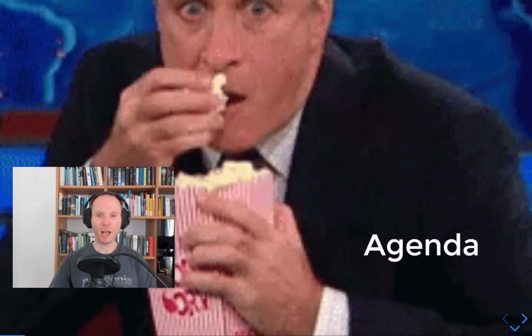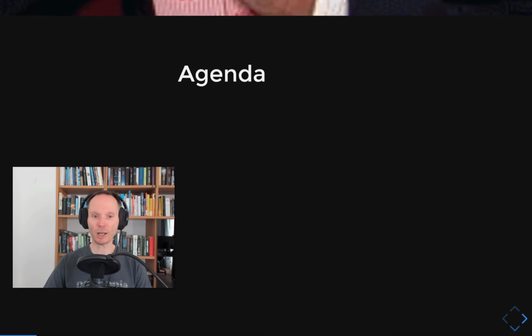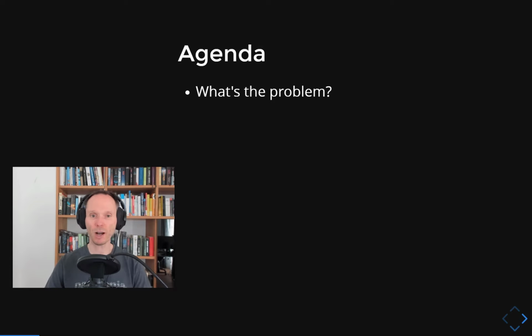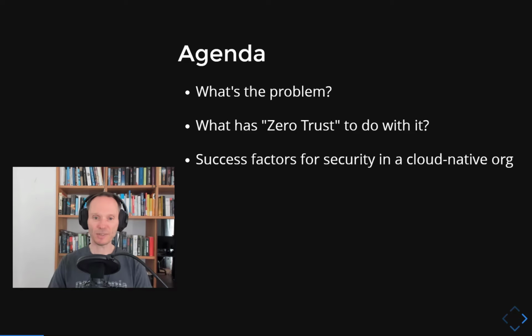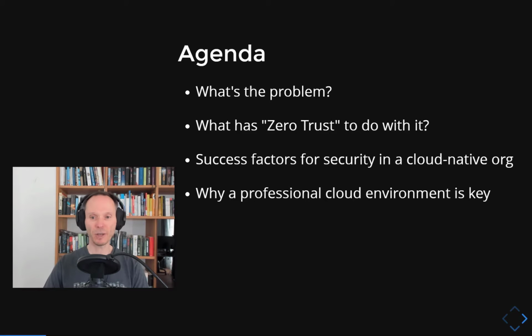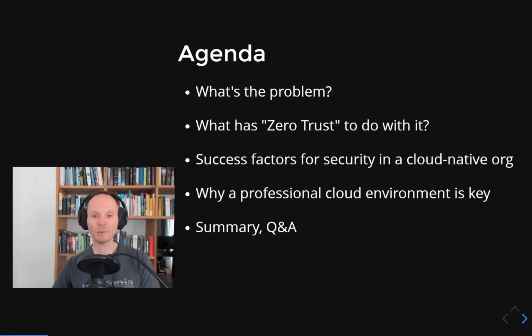So, what is our agenda? What will we talk about? First, what's the problem? I want to frame the problem. Why do I give this talk? Why do I think this is important? I would like to make a point about what Zero Trust has to do with the topic. We will talk about success factors for security in organizations that want to dive into cloud native. And last but not least, I would like to talk about why I think that a professional cloud environment is key to fundamentally good security if you want to go into the cloud. And finally, we do a little bit of summary and Q&A. We'll see how the time goes.